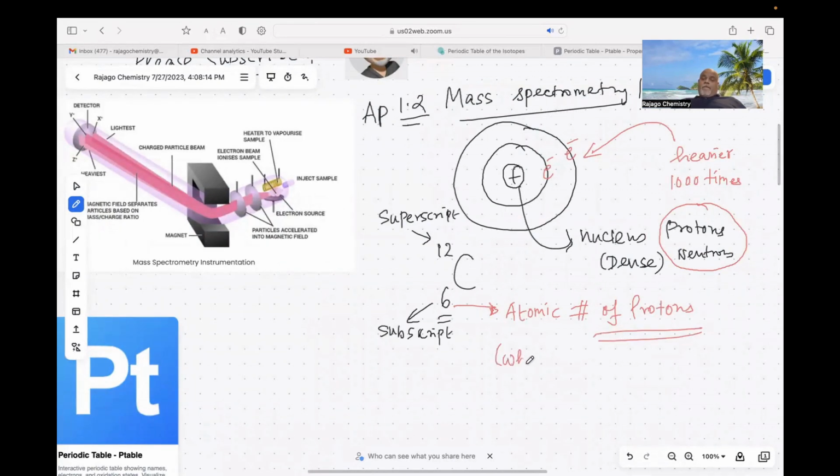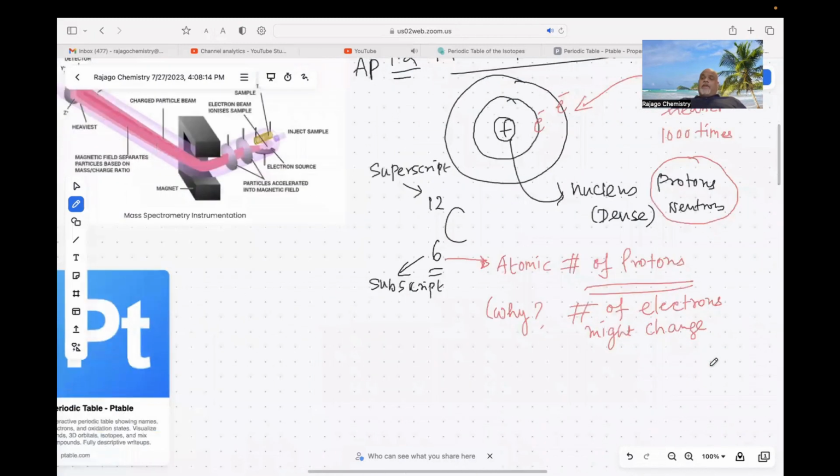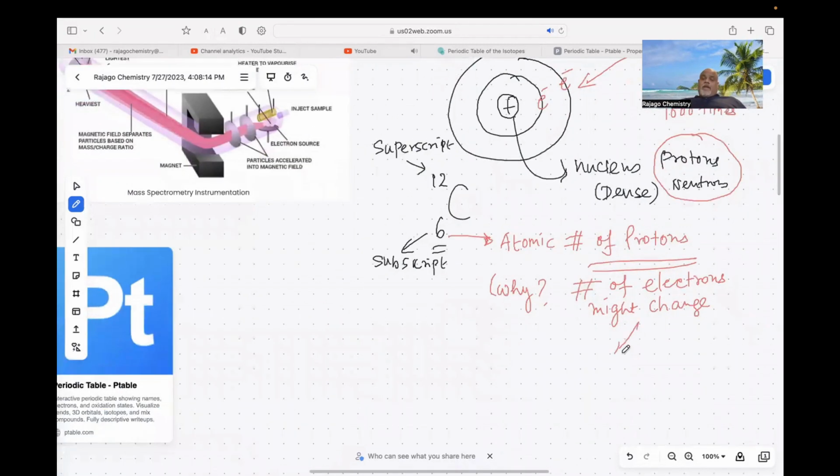Why? Because the number of electrons might change. Okay, the electrons might change, right? In some cases it can form both cations and anions. It can lose an electron or it can gain an electron. Okay, so it's very important. So atomic number always refers to protons, because they're inside the nucleus and it won't change.